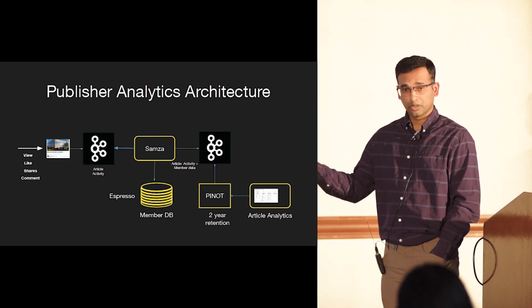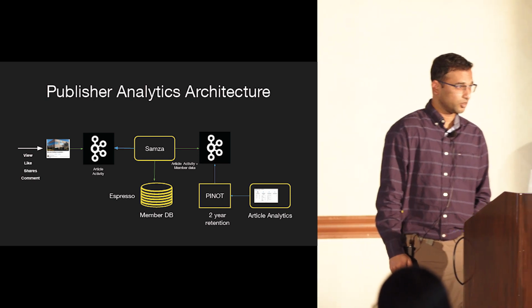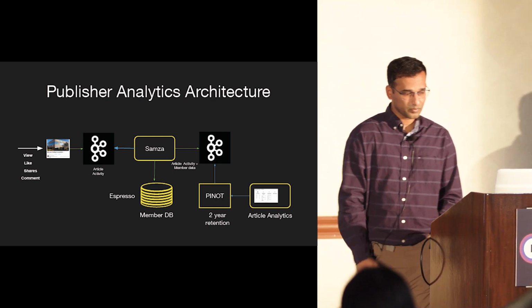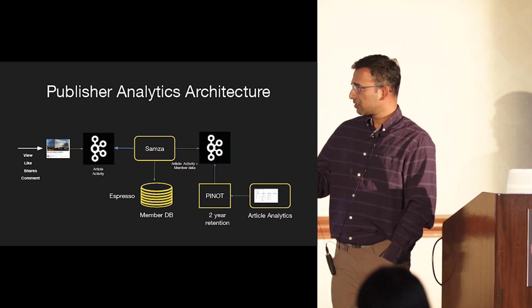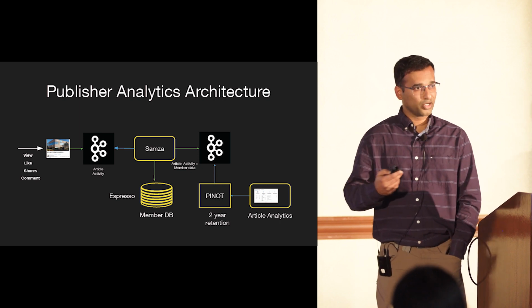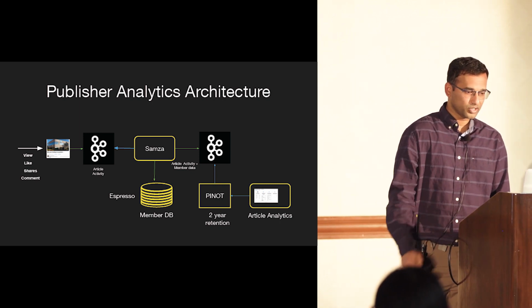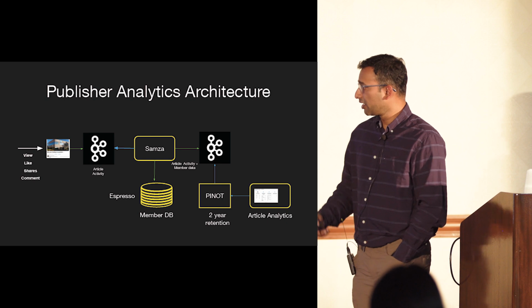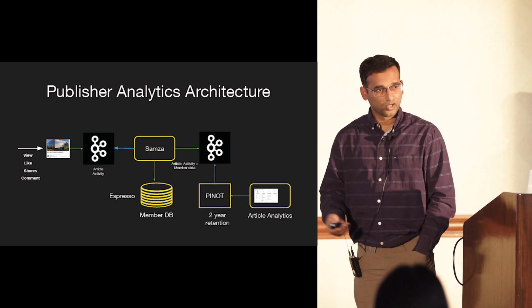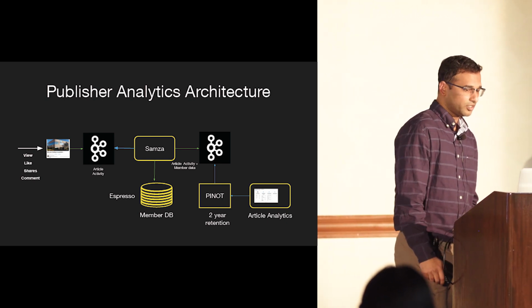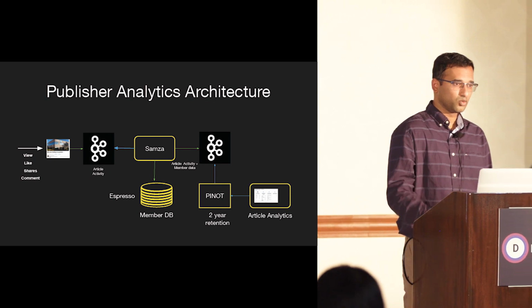So that's where we look up Espresso. Espresso is our database where we store all the member profiles. And then it creates this new event, which is the joined activity event, and then puts it into Kafka. And then Pinot consumes it, and then you get article analytics on top of that. The app simply queries Pinot.